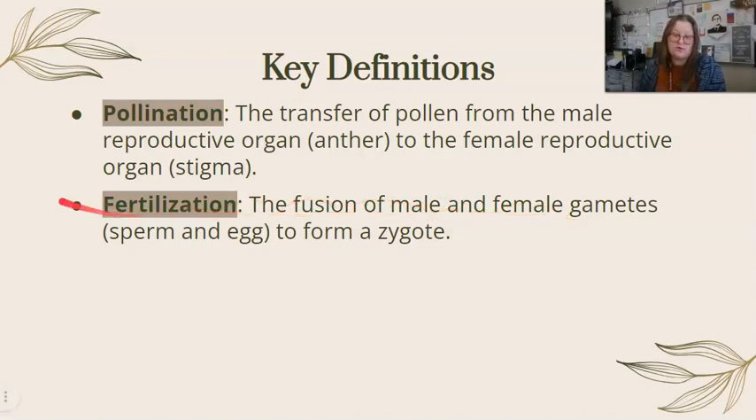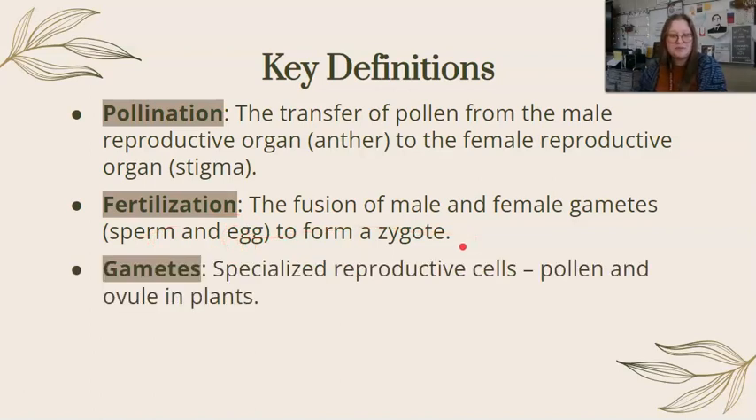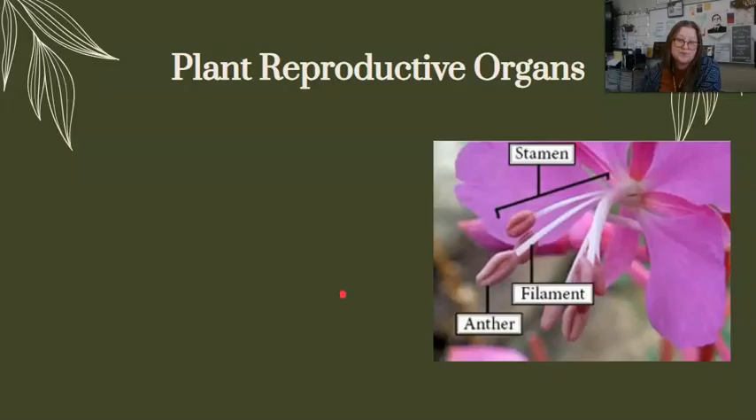This is true for animals, plants, all of that. It's still fertilization, it's just that in a plant this is going to be pollen and an ovule. And then gametes are specialized reproductive cells. For plants, that's going to be pollen and ovules.